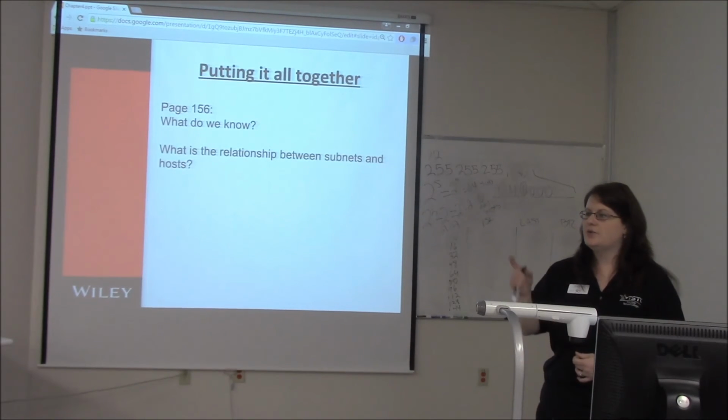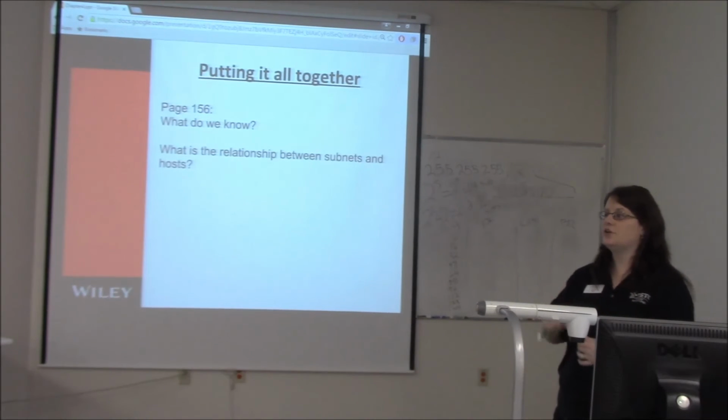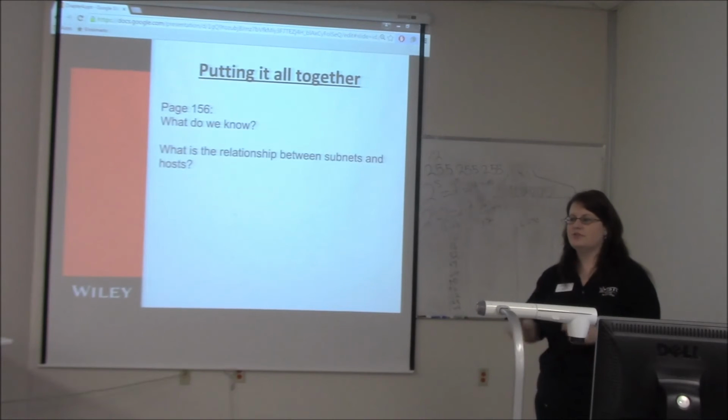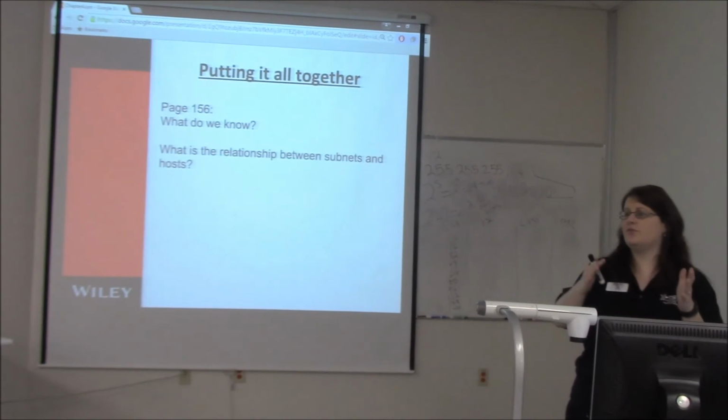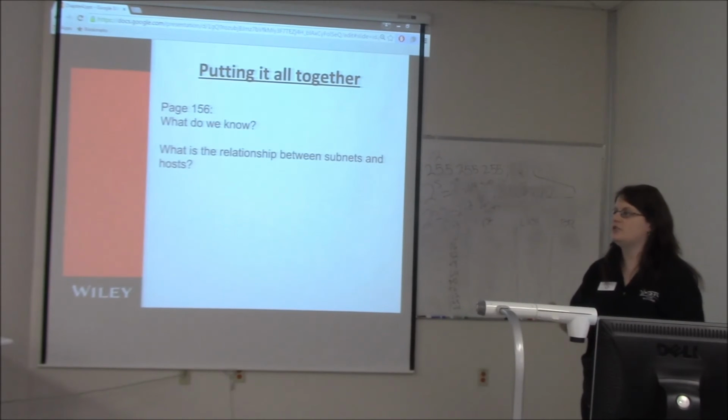That's it. So as the number of subnets increases, the number of hosts decreases. And as the number of hosts increases, subnets decrease. So there's an inverse relationship here. We only have 8 bits to work with, right? If you have less of one, you're going to have more of the other, right? So that's what I want y'all to understand about subnetting.